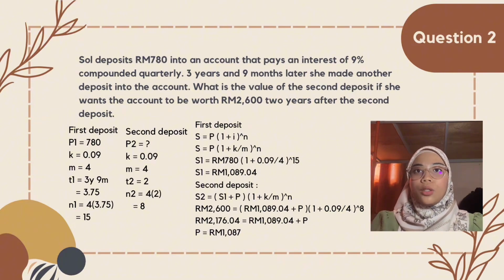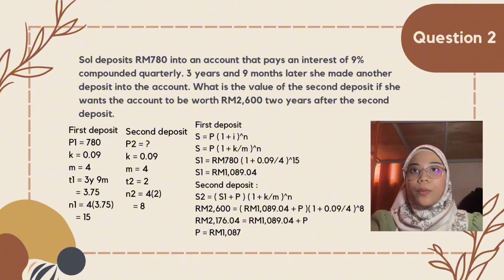For second deposit, P2 to be found, K equals 0.09, m equals 4, T2 equals 2, and n2 equals 8. For first deposit, the formula used is compound interest. S equals P times (1 plus i) to the power of n. S1 equals 780 ringgit times (1 plus 0.09 divided by 4) to the power of 15. S1 equals 1,089 ringgit 0.4 cent.